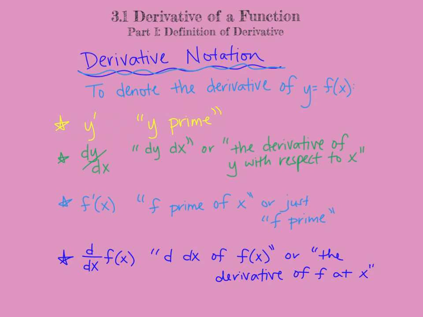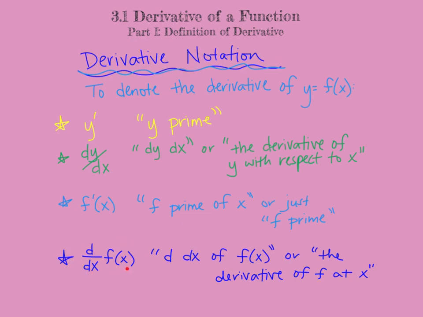The other common way to write it is dy dx, and it's dy over dx, but the way we say it is dy dx. It is the derivative of y with respect to x. This is probably the most common way I'll write it, and is probably the most common way in calculus to write a derivative. It's f prime of x, or you can just say f prime because x is just so commonly used as our variable. And then another way that we can write it is d dx of f of x.